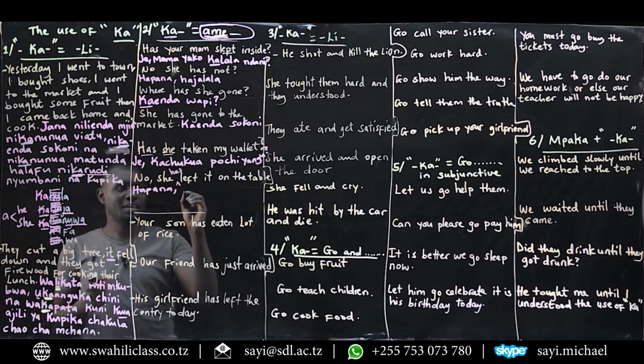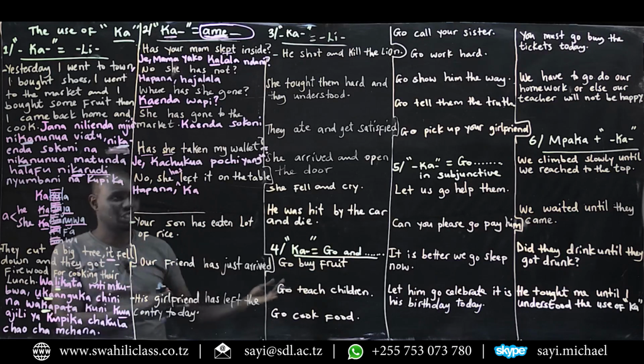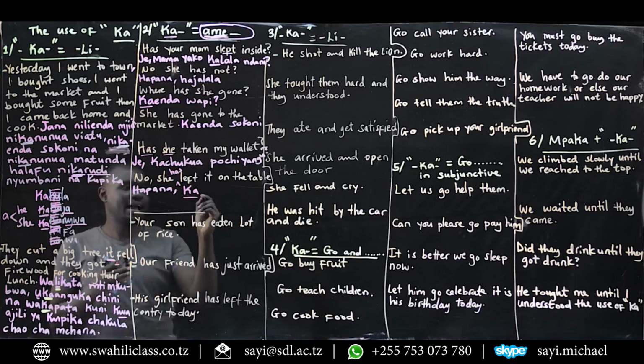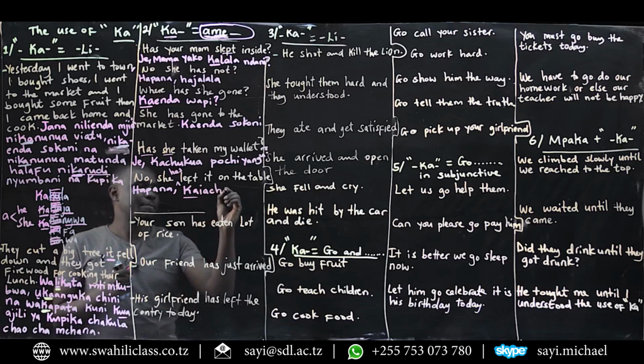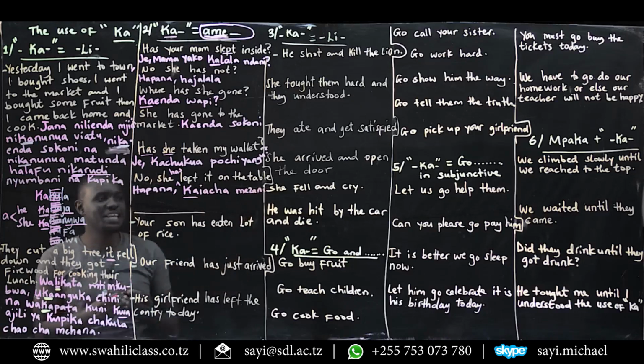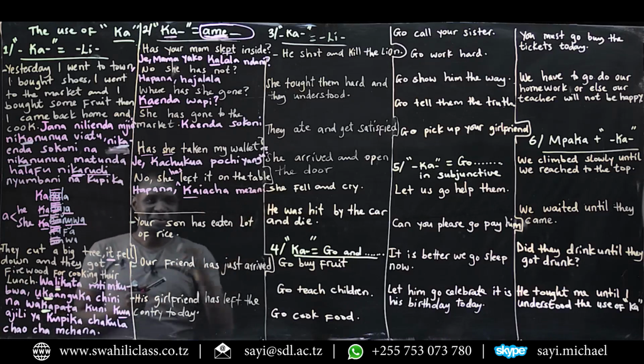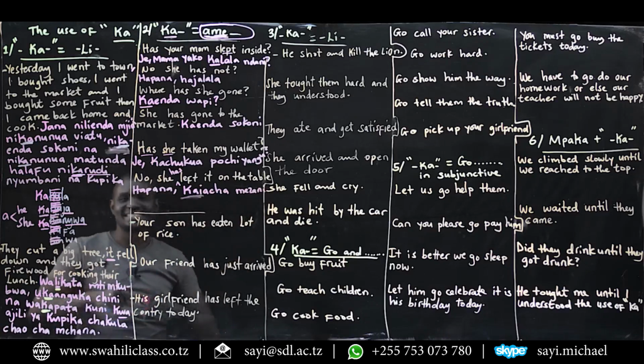Then the son says, instead of "ameacha", we say "ka" it. She left it. Kaiacha on the table. Kaiacha mezani. See that? Do you see this car? This is the second use of car.